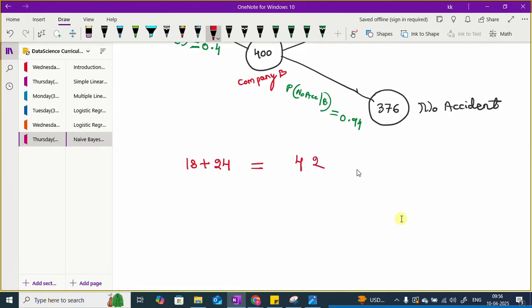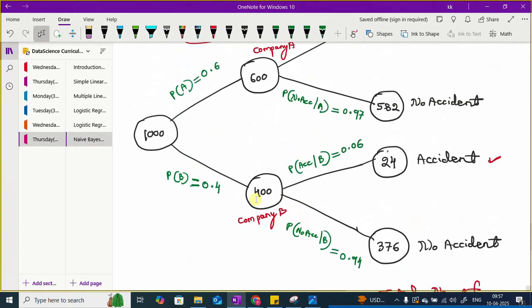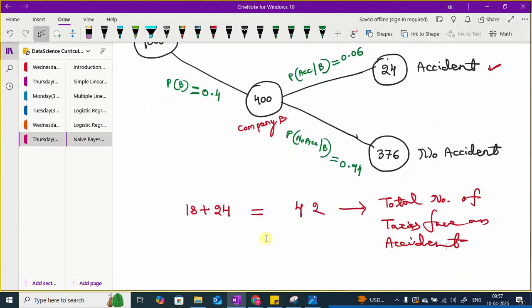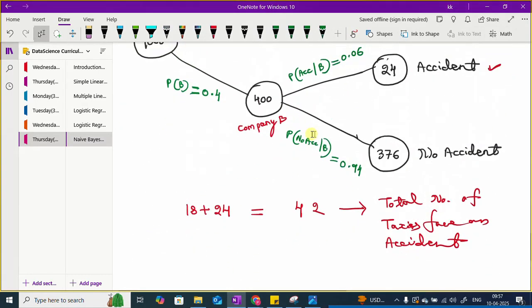Add it up, it's 42. Now 42 is the total number of taxis that face an accident. Yes or no? Okay. Now I got this region. I have to pick a taxi from these 42. That means this area, 42. So let me write down: total count is, let's say, 42. Okay, fantastic. Now it's telling, provided that it belongs to company B, because in these 42 also some taxis are there which belong to company A.